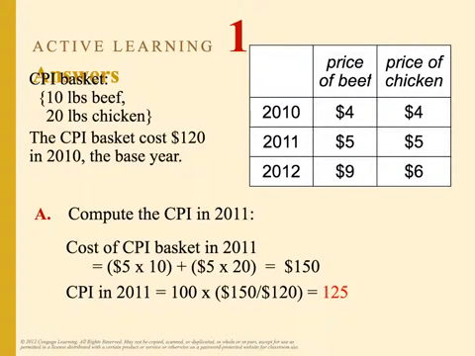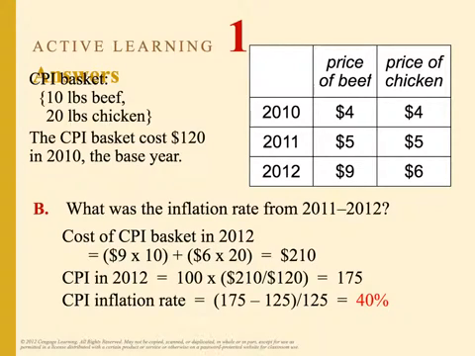Here we're just going to check our answers, and sure enough they got 125 just like we did. Again, basis points easily telling us that inflation went up 25%. At our next slide, what's the inflation rate from 2011 to 2012? Again, the 210 divided by the 120, which was what the basket cost in 2010, our base year, gave us 175 basis points, and then calculating that percent change. So prices rose 40% between 2011 and 2012, which means basically now your dollar only buys 60 cents worth of what it did in 2011.